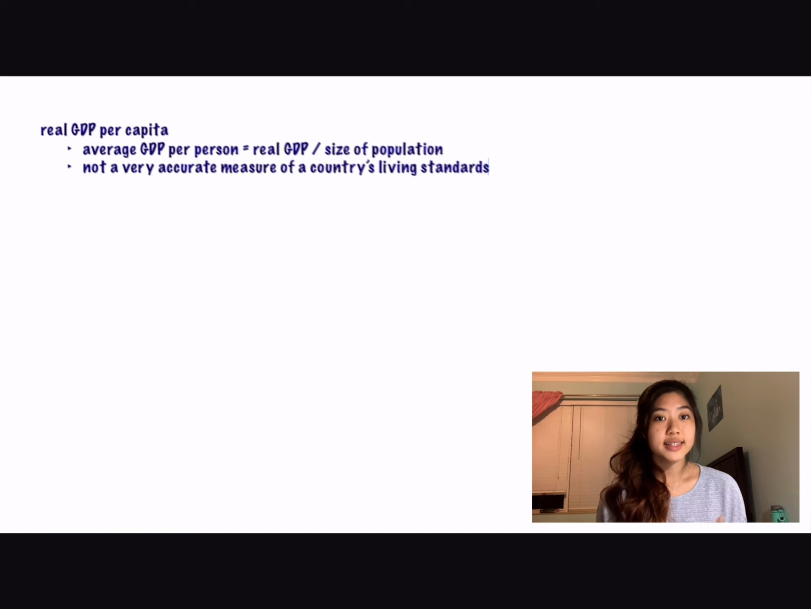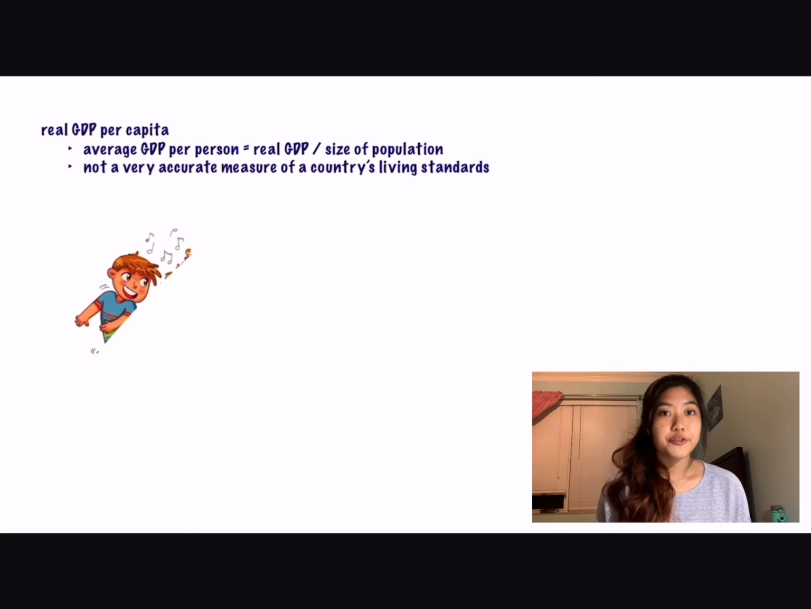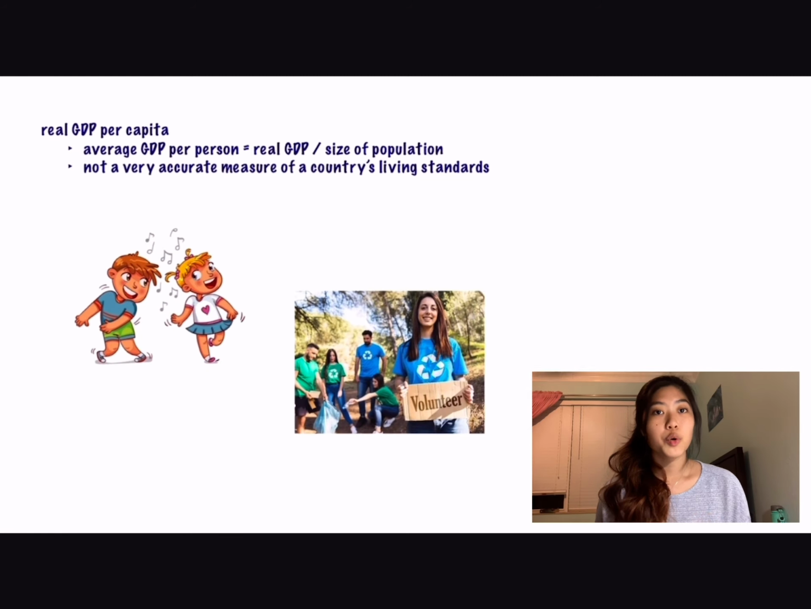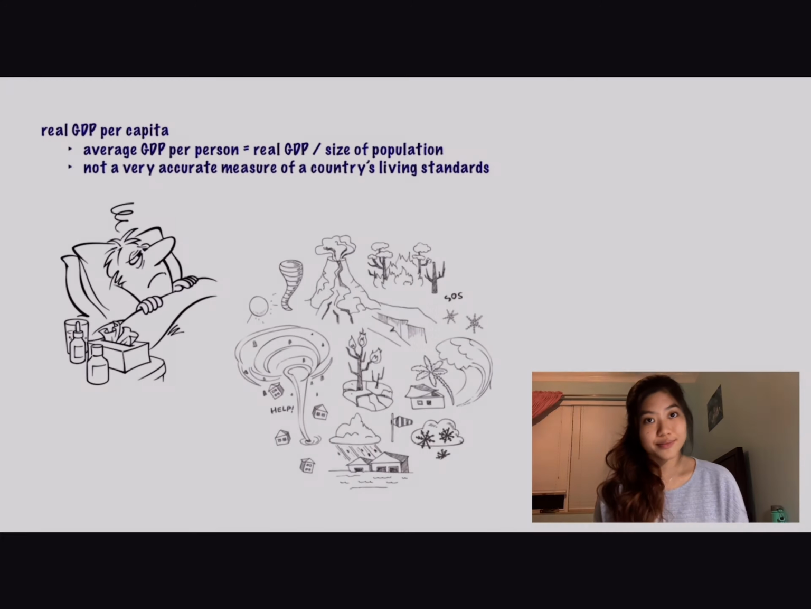First of all, it doesn't indicate the distribution of the income, meaning that it could be entirely skewed and we would have no idea. Second of all, it doesn't take into account a lot of the factors that contribute to happiness, like free time or volunteering. Moreover, it doesn't factor in expenditures that actually decrease happiness, like disease and natural disasters.